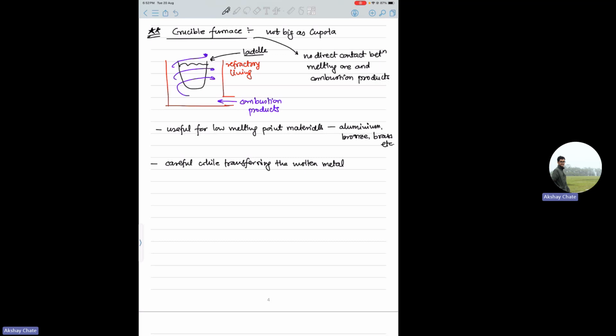The advantage is it can be used for reusing the scrap, etc. The disadvantage is it is not small. It is like the cupola kind of thing only. It is a very slow process. But the advantage is again, as I said.